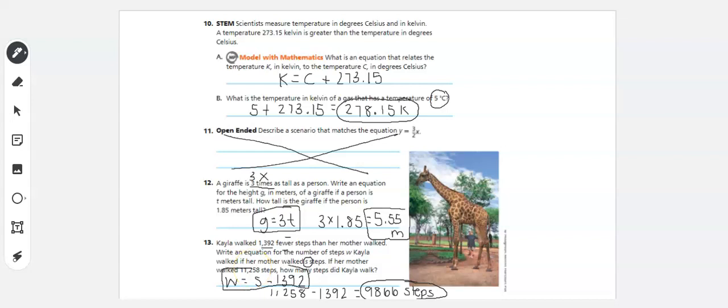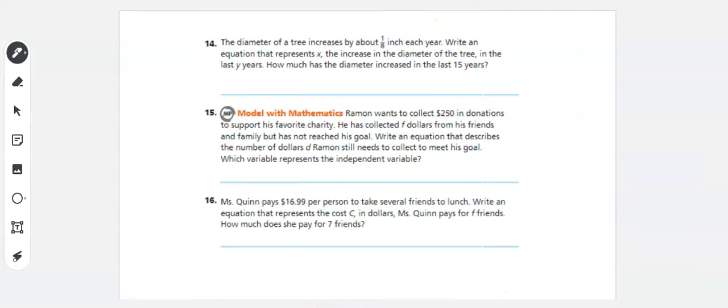I forgot to mention it on the last one, but you also, where I'm drawing my arrows to, are writing what you plugged in to get the answer. I'm expecting those 3 things. And our last 3 questions.